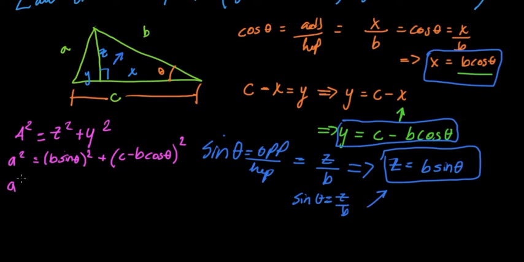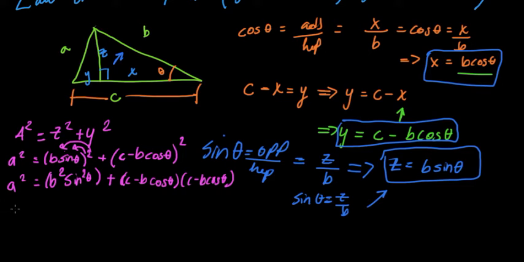Now we're just going to distribute. We have a squared is equal to, now since this is a single monomial here, I'm just going to distribute this to everything inside the parentheses. I'm not going to have to FOIL anything because it's not two binomials. This here is one monomial, and we have a binomial here because it's split up by this subtraction sign. So this will be b squared sine squared theta plus (c minus b cosine theta) times (c minus b cosine theta).